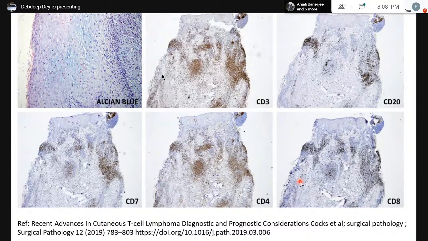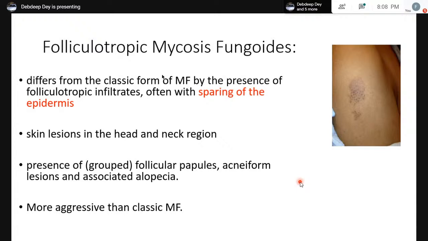So this is a folliculotropic mycosis fungoides, and it differs from the classical form of mycosis fungoides by the presence of folliculotropic infiltrates and sparing of the epidermis. So if you are thinking of mycosis fungoides as always involving the epidermis, you might be mistaken. It mainly occurs in skin lesions in the head and neck region, and grouped follicular papules, acneiform lesions, and associated alopecia are the other presenting features. It is important to diagnose this because it is more aggressive than classical mycosis fungoides.